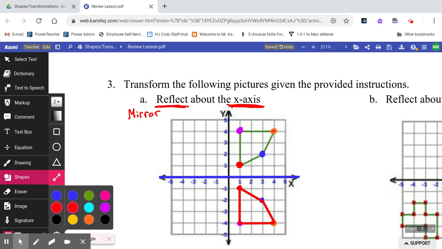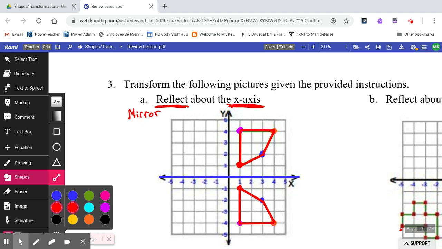And you'll notice it's the same image. It's just been folded over to the other side. It's a mirror image. The lengths of each side of the shape haven't changed. The angles haven't changed. It's just mirrored. If you had that on a piece of paper and you folded it over, that's exactly what it would look like on the other side of our x-axis.